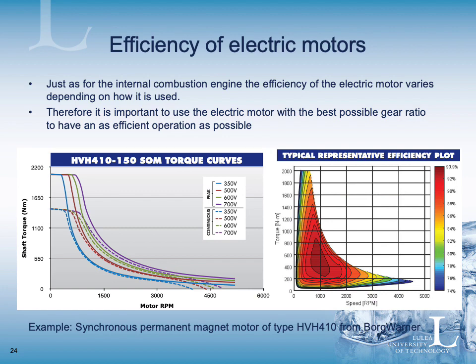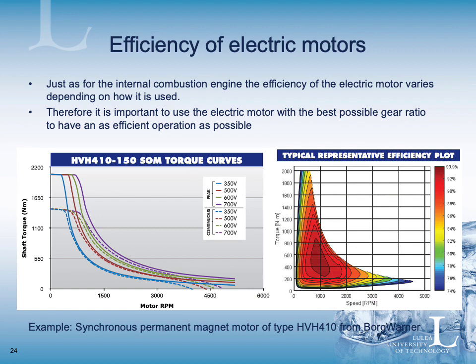So that's why we need to choose a gear ratio that makes us use the motor in the correct area in this plot, so we can have a high efficiency and we have enough torque and correct RPM for the application.